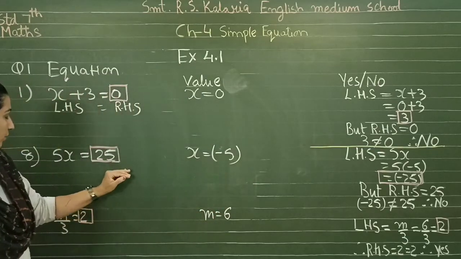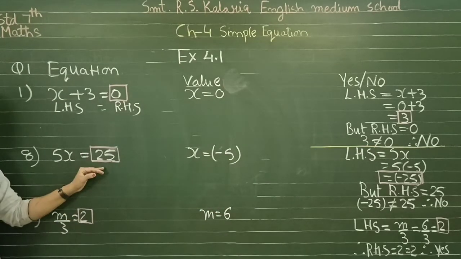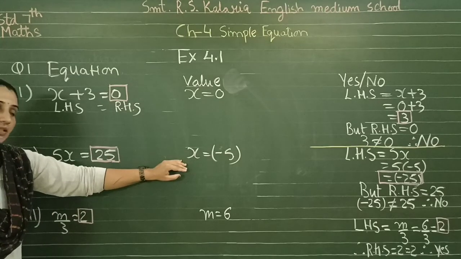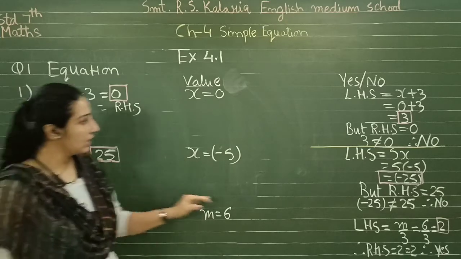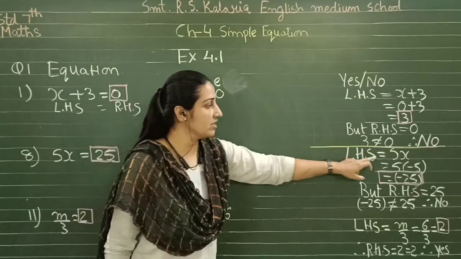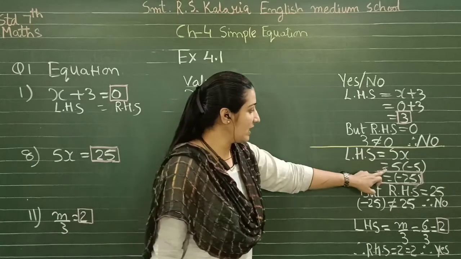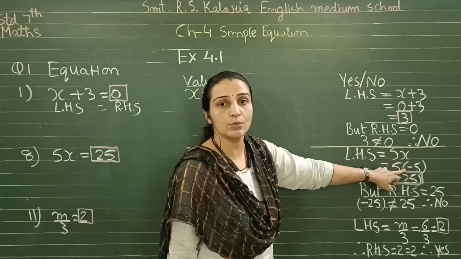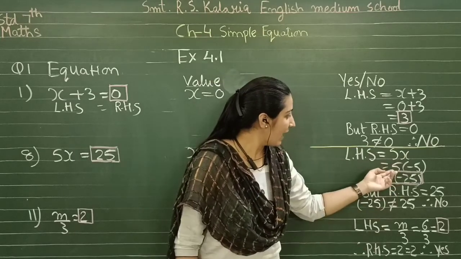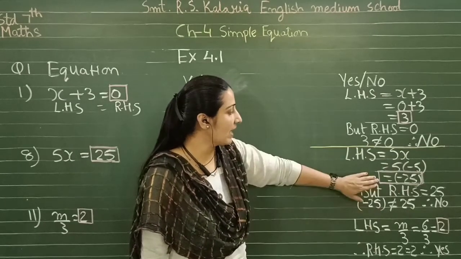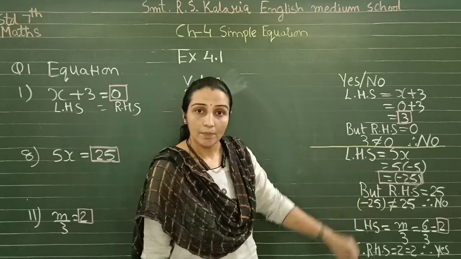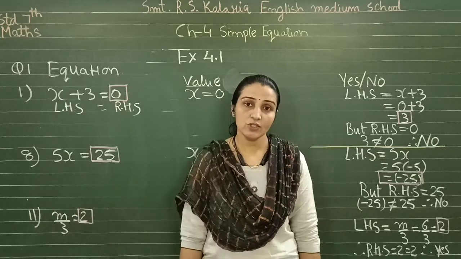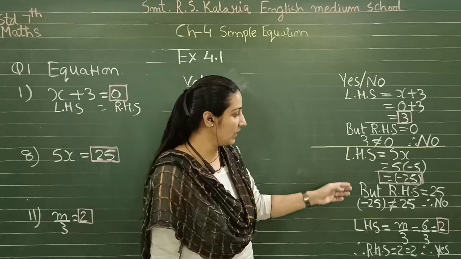Then we have the second one, that is 5x is equals to 25. The value of x given here is minus 5. So let us start with LHS. What is our LHS? 5x. This 5 is as it is. Instead of x, I will write the value given, that is minus 5. 5 multiplied by minus 5 is minus 25. But my right hand side is 25. Are 25 and minus 25 equal?